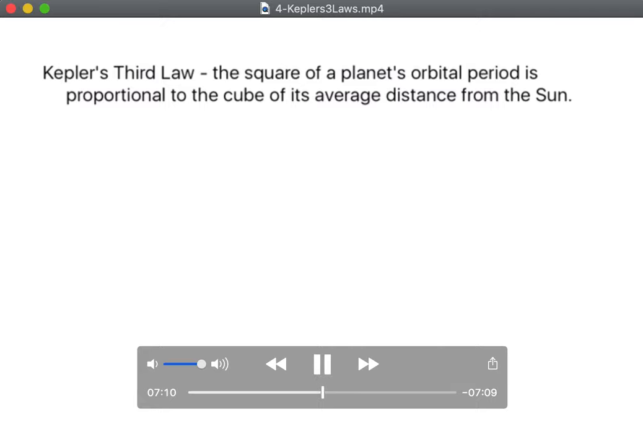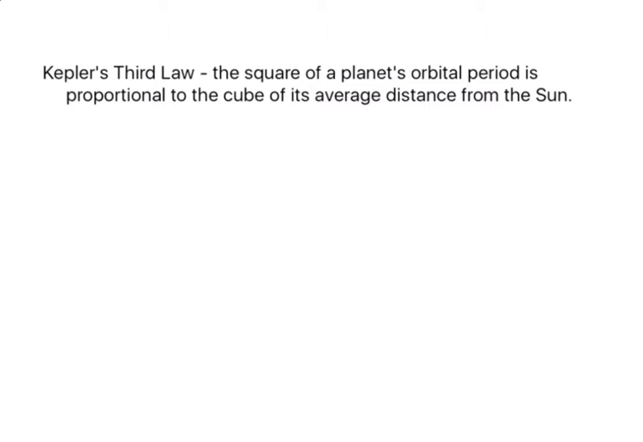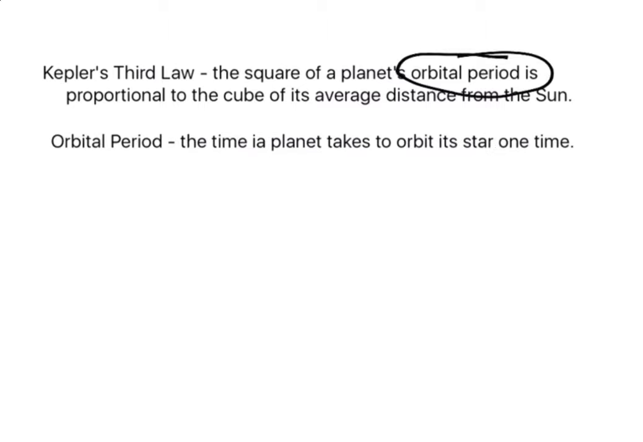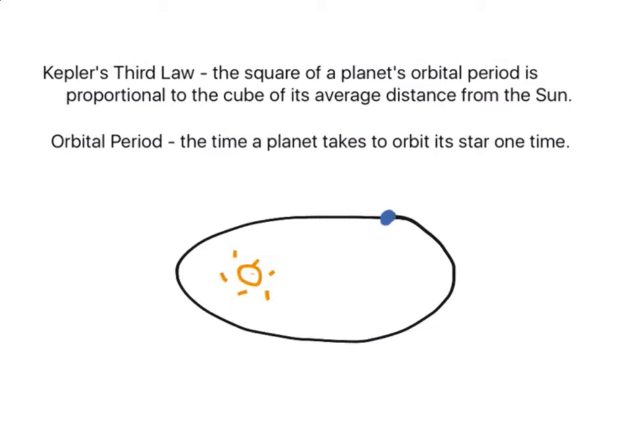Kepler's third law tells us that the square of a planet's orbital period is proportional to the cube of its average distance from the sun. Let's first look at the words orbital period. Orbital period is the time a planet takes to orbit its star one time.